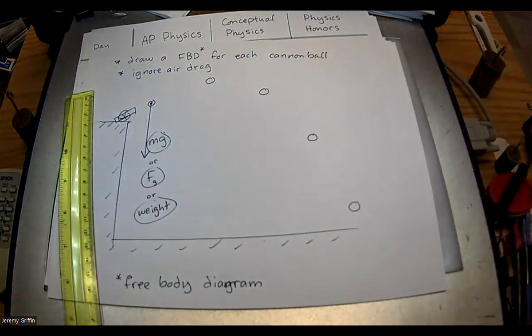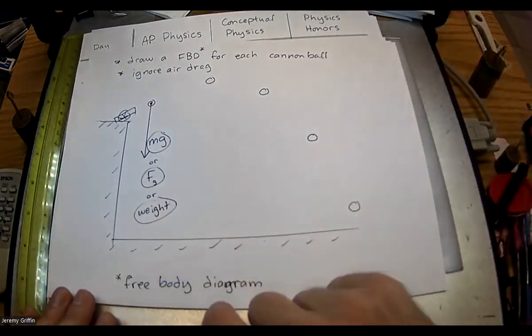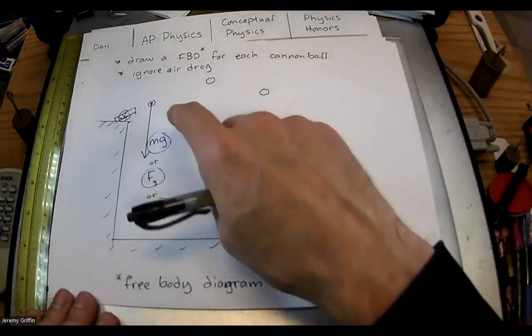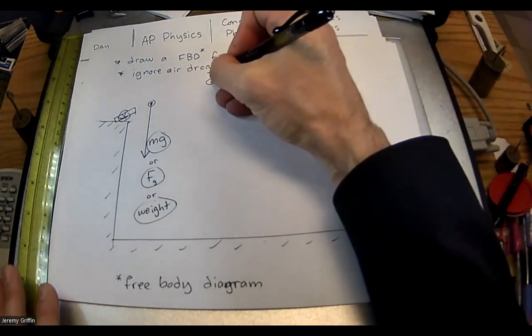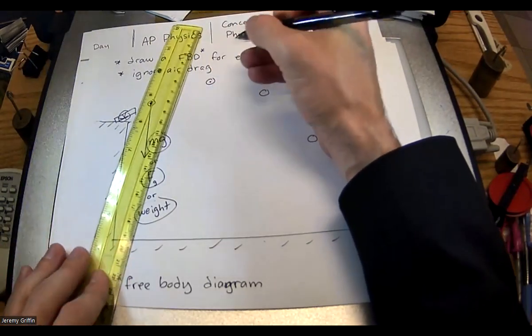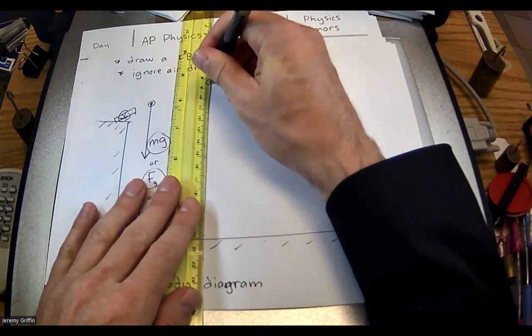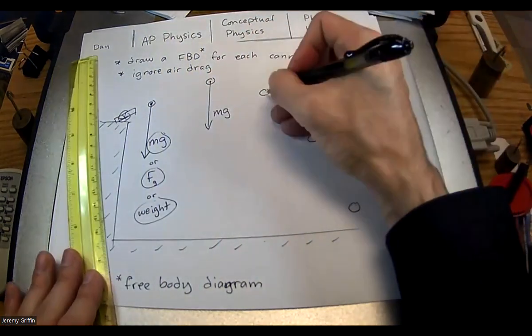You know, if you're labeling these forces, more often than not, I label it mg. I've just always done that. Are there any other forces on that cannonball? Yep, that's it. That's the whole thing. What about when it gets up to here? What force is on a cannonball? Yeah, mg. Anything else? Nope, that's it.